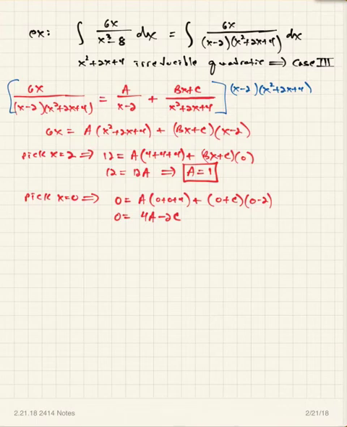But a was equal to 1, right? But a is equal to 1. And so I get 0 is equal to 4 minus 2c. So 2c is equal to 4. C is 2.